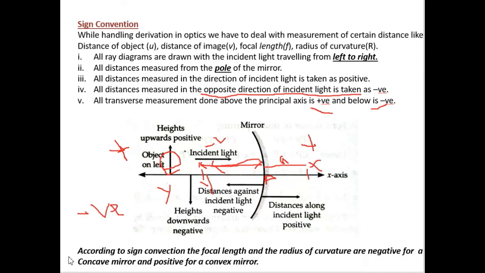So according to the sign convention, the focal length and the radius of curvature are negative for a concave mirror and positive for a convex mirror. For a concave mirror, the radius of curvature and focal length have a negative sign, and for a convex mirror, the radius of curvature and focal length have a positive sign.